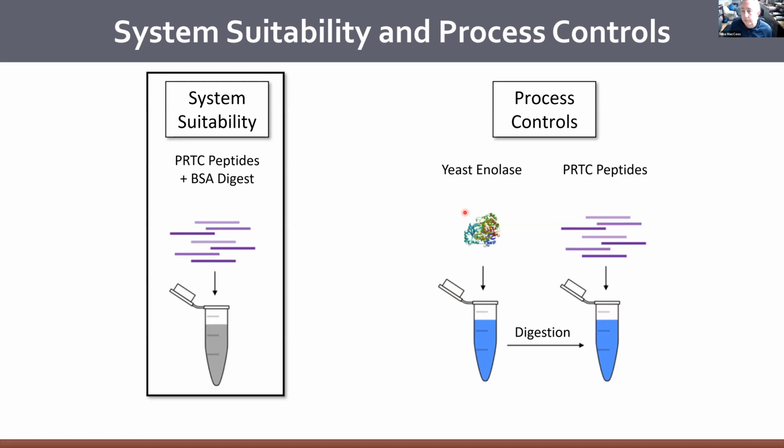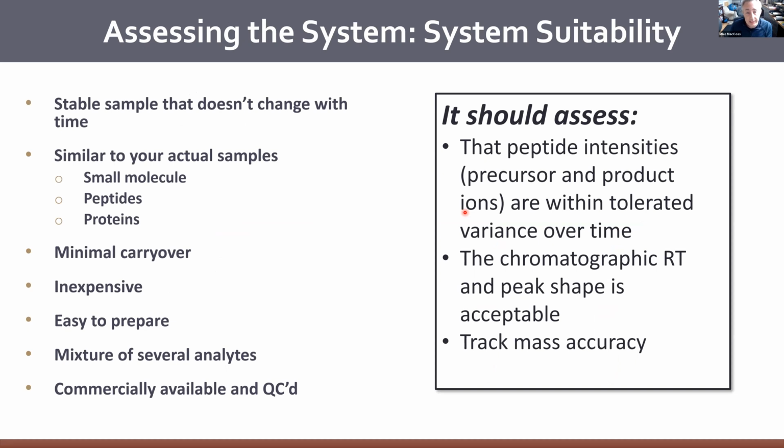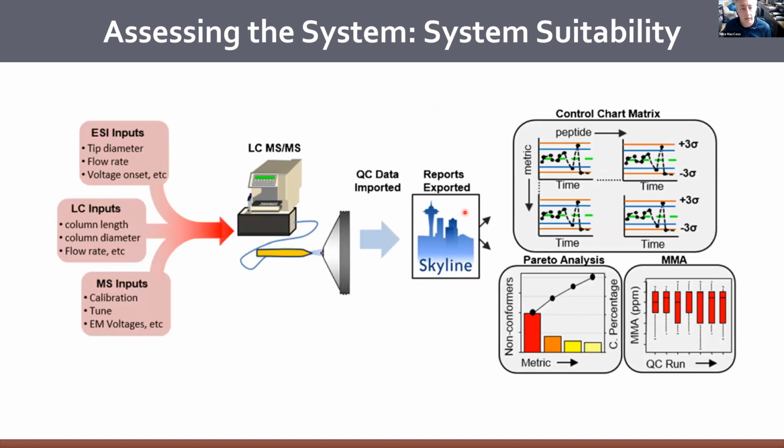For system suitability, we pick basically a sample that's stable, doesn't change over time, has minimal carryover, and is inexpensive. In our case, we wanted to be able to assess that the peptide intensities are within tolerated variance. We want to assess our chromatography, and we want to track mass accuracy. I'll show you examples of this over time. We tend to use a mix of a commercially available retention time calibrator from Pierce. We also use a digested protein just to give us some extra peptides. It's really inexpensive and reproducible for us to produce.